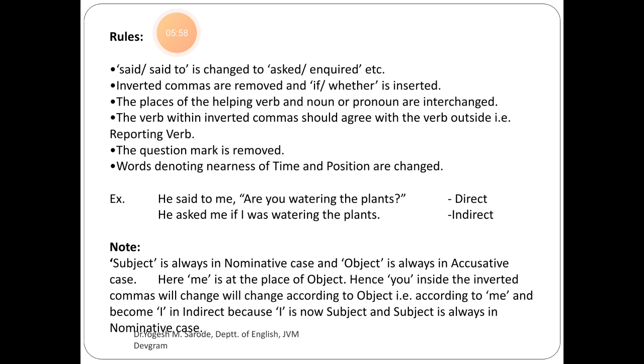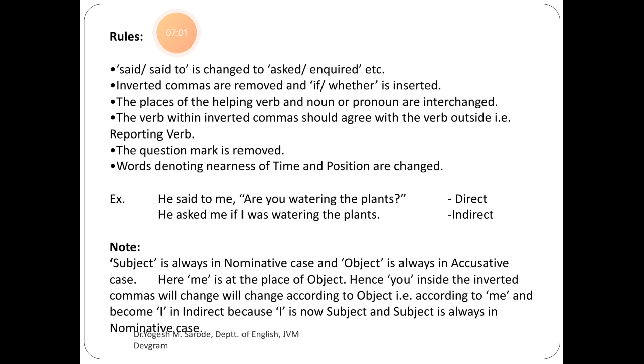See the rules. Said or said to changes to asked or inquired. In place of the reporting verb said or said to, we generally use asked or inquired because this is a question. Then the inverted commas are removed and if or whether is inserted. Number three, the places of the helping verb and noun or pronoun are interchanged. Number four, the verb within inverted commas should agree with the verb outside, that is, the reporting verb. Number five, the question mark is removed because the sentence now becomes plain and simple. And last, words denoting nearness of time and position are also changed.